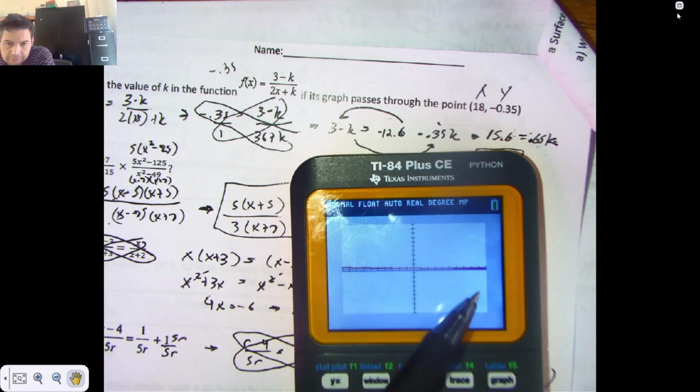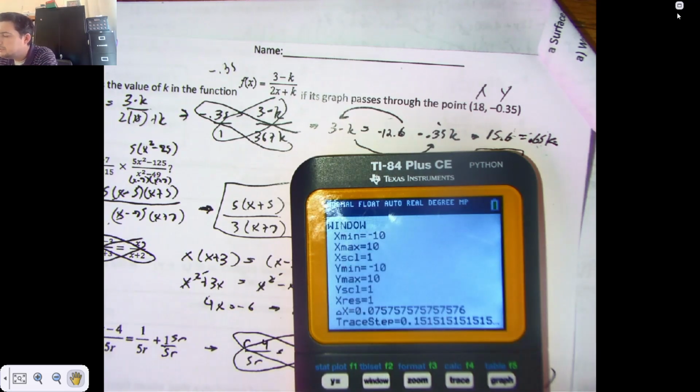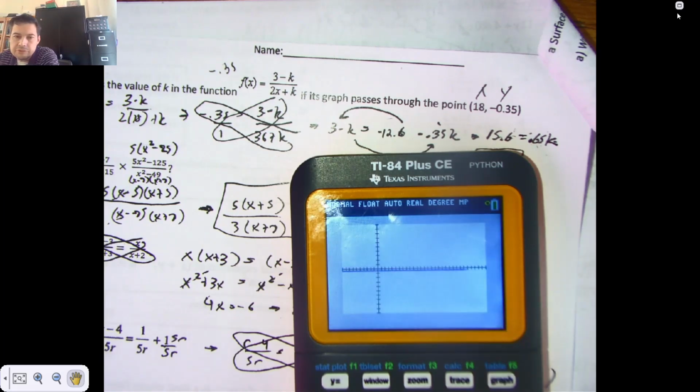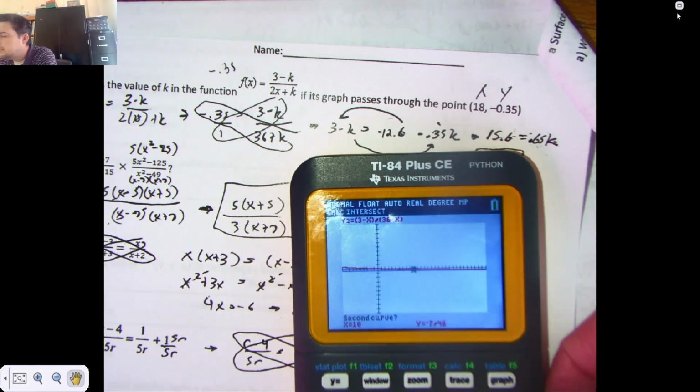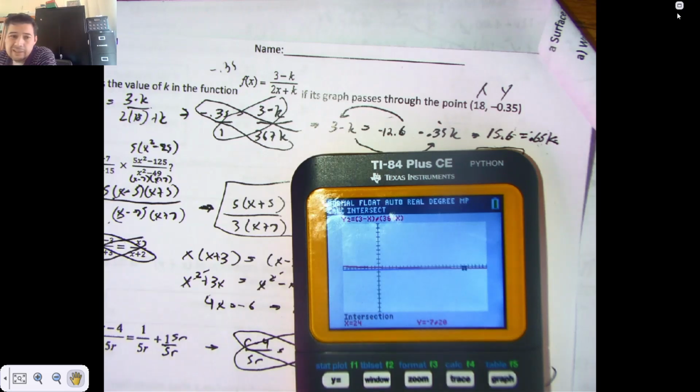Now, you're going to have to look far to the right. You notice that thing was moving to the right, so you're going to have to go to window and maybe change your x max to 30. But you're going to have to play with the window. You still got to know something. That's the reality of it. Second trace 5, enter, enter, enter. There she is, 24.